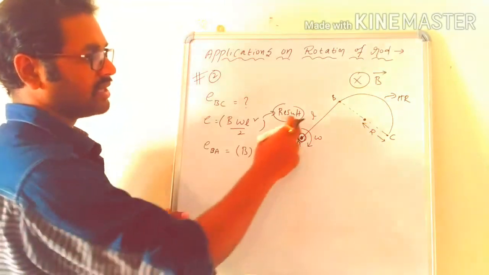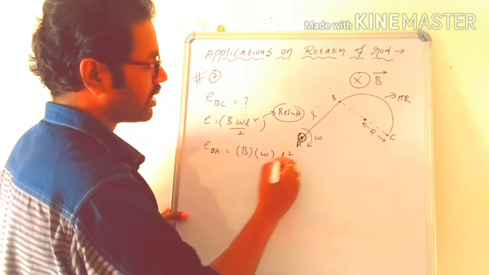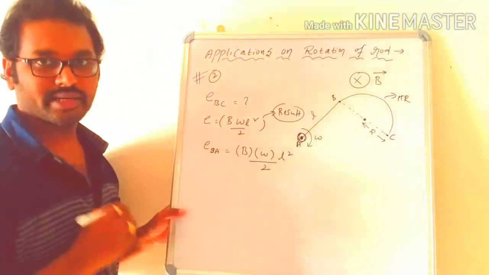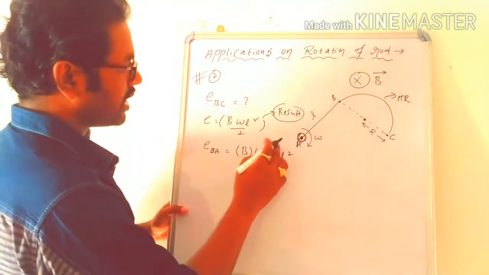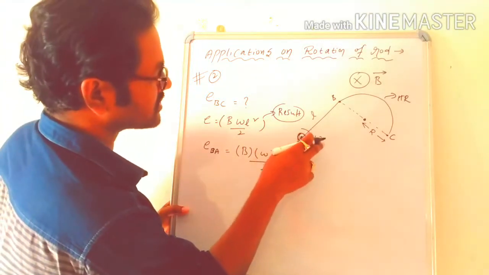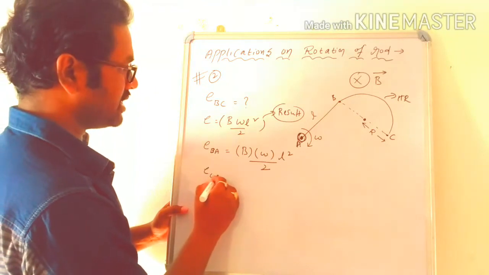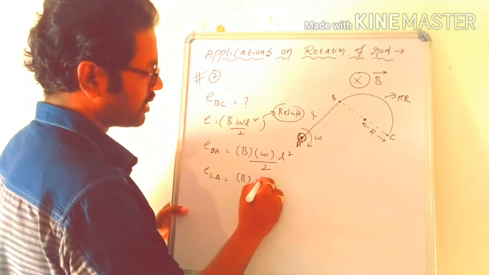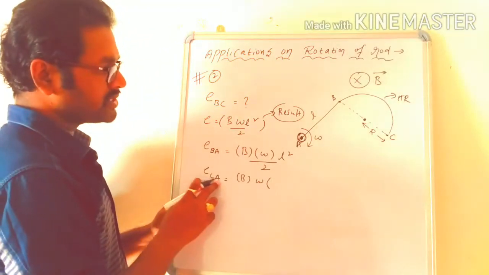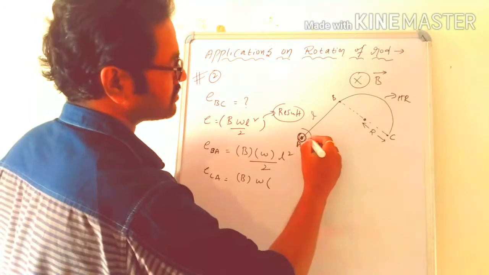What is the length? A to B, length L, is given. So it is B omega L square divided by 2 directly. And the EMF induced across A to C, there you can take E_CA, which is equal to B omega, the length from C to E or A to C. This length we need to find, this one.